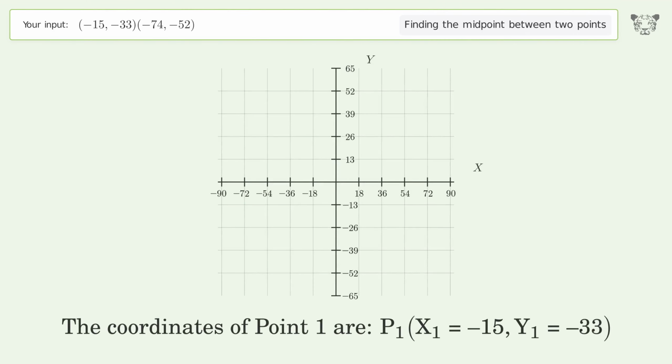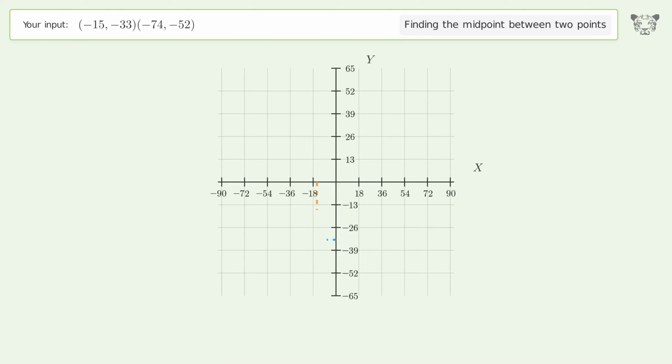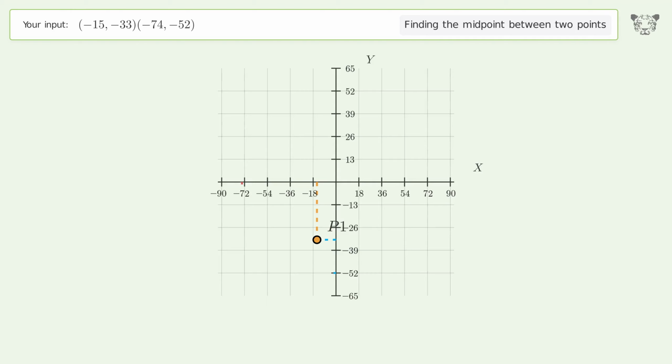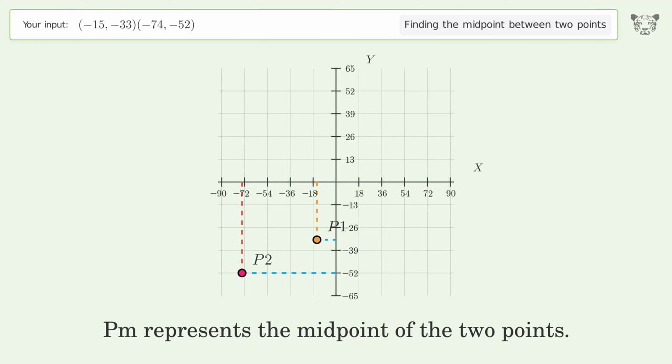The coordinates of point 1 are x1 equals negative 15, y1 equals negative 33. The coordinates of point 2 are x2 equals negative 74, y2 equals negative 52. PM represents the midpoint of the 2 points.